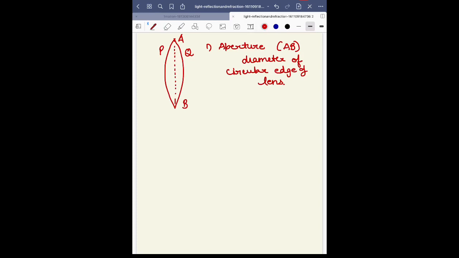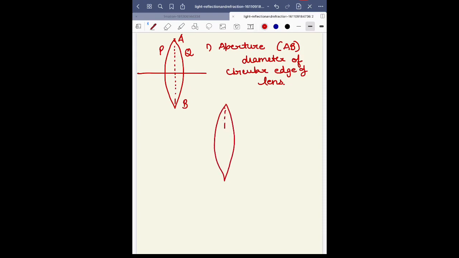Second is center of curvature. Since in case of convex and concave lens we have two spherical surfaces, naturally it will be having two centers of curvature. So in this case, if I take P as my first spherical surface, let me draw this diagram again.